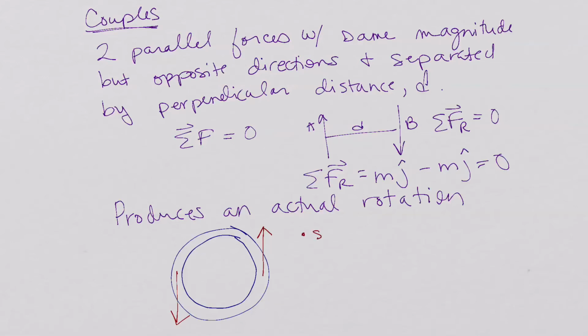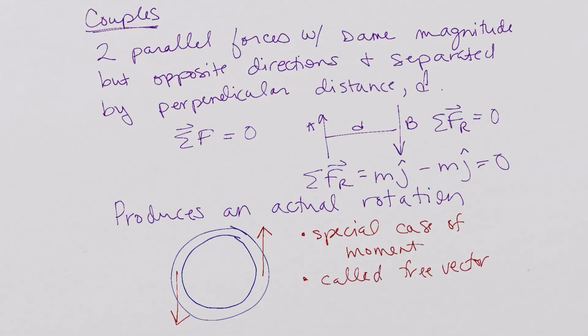And because the resultant force is 0, it's also called a free vector. So the couple can be moved around anywhere. It just depends on that distance between the two forces. And what we do for the couple is C with a line over it. That's the position vector from B to A, crossed with the force.